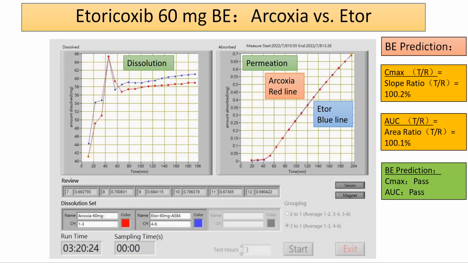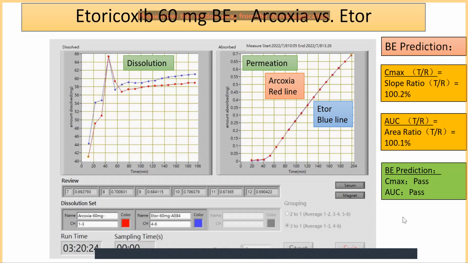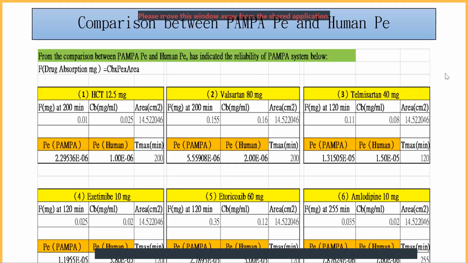headache for not only generic drug R&D people, but also it can help these 505(b)(2) drug developers, and also new drug developers, right? Okay, let's check out how the P value from this machine compares to the clinical study value for each of the drugs. Here we have 1, 2, 3, 4, 5, 6 drugs.